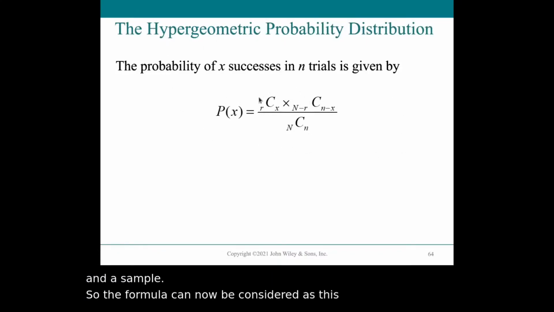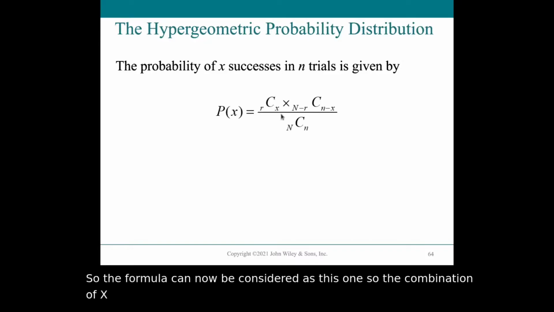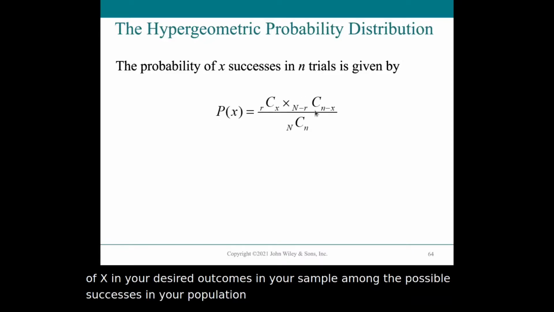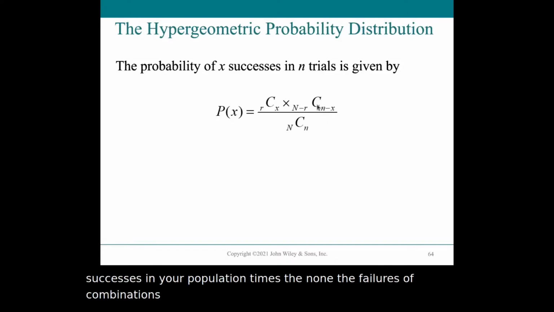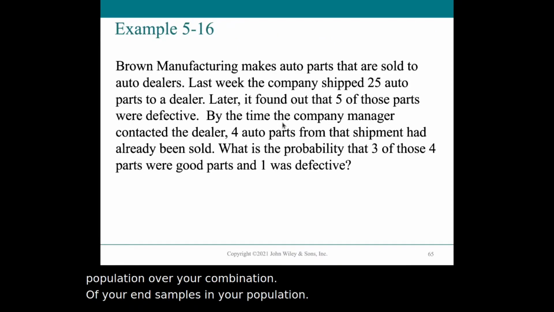So the combination of x, your desired outcomes in your sample, among the possible successes in your population, times the combinations of your failures, the undesired outcomes in the population, over the combination of your n samples in your population. So let's look at this example.